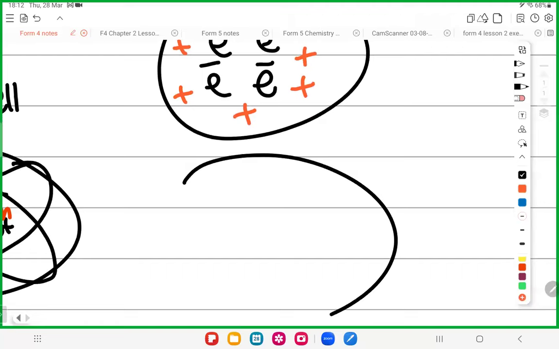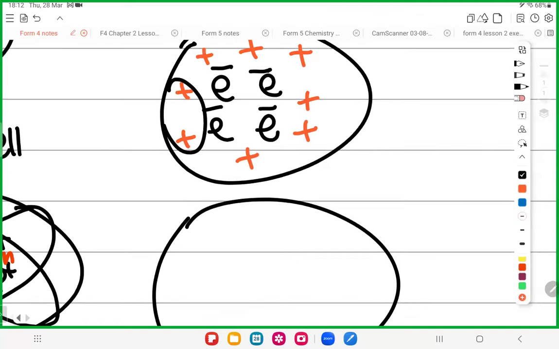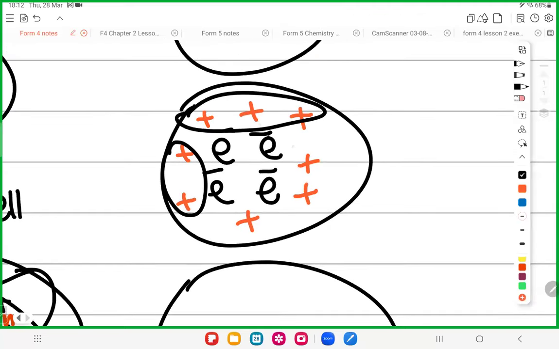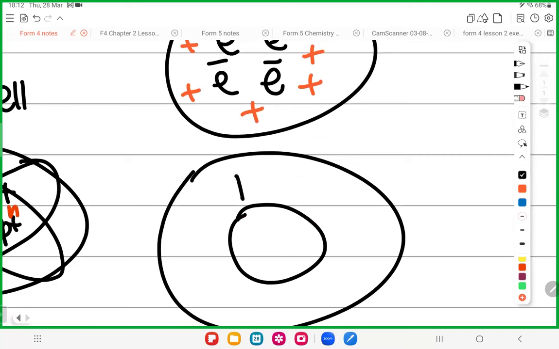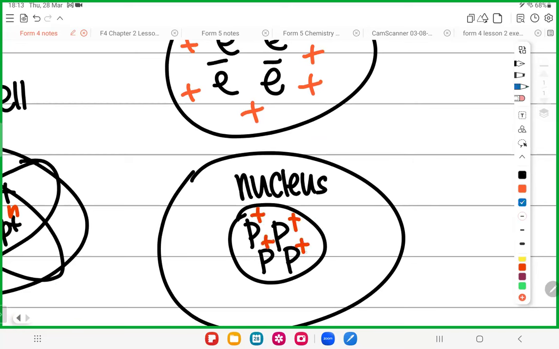Then Niels Bohr said that this positive charge is not here and there. All the positive charge is in the middle. This middle part is called the nucleus, and the positive charge comes from proton. Proton is the reason why we have positive charge. That's it. The electron is still there.